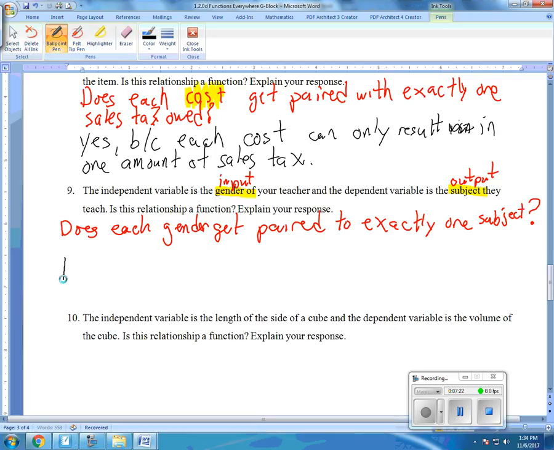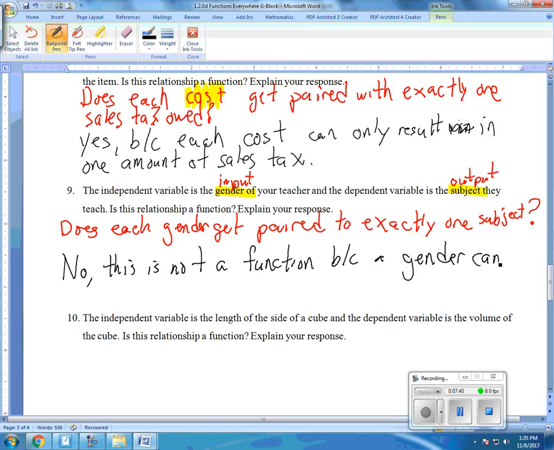And the answer to that is no. This is not a function. Because a gender can get paired to multiple subjects. All right, so that is a quick recap of how to do that.